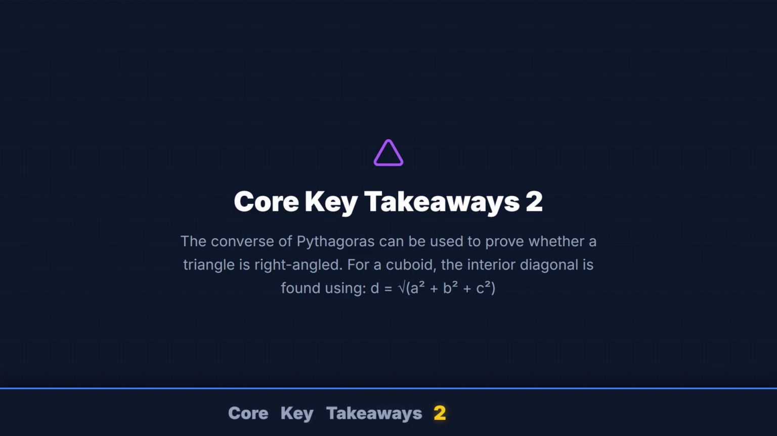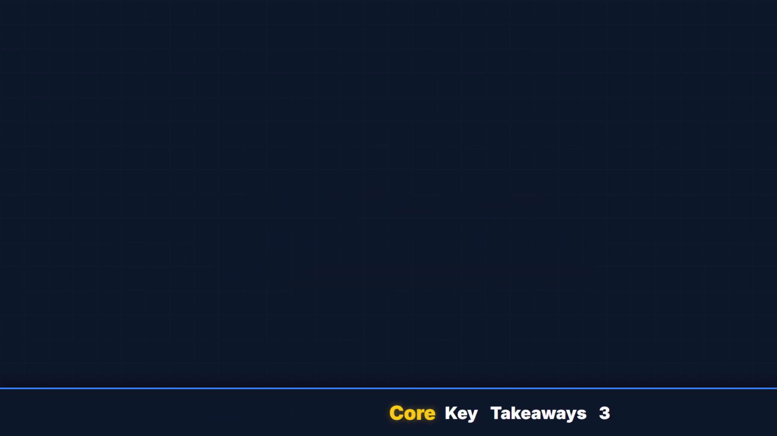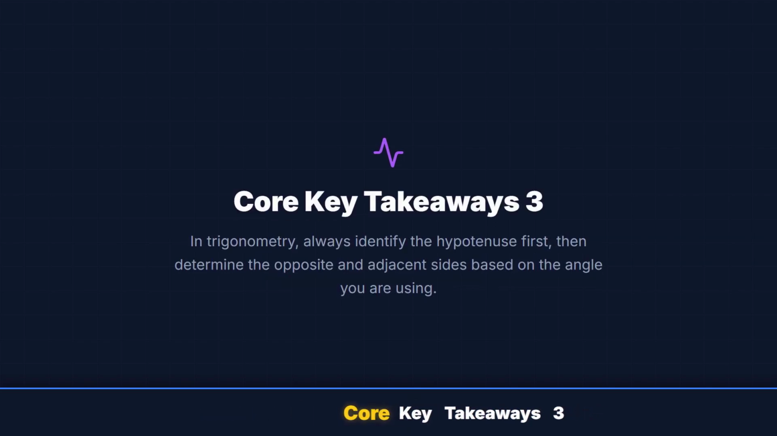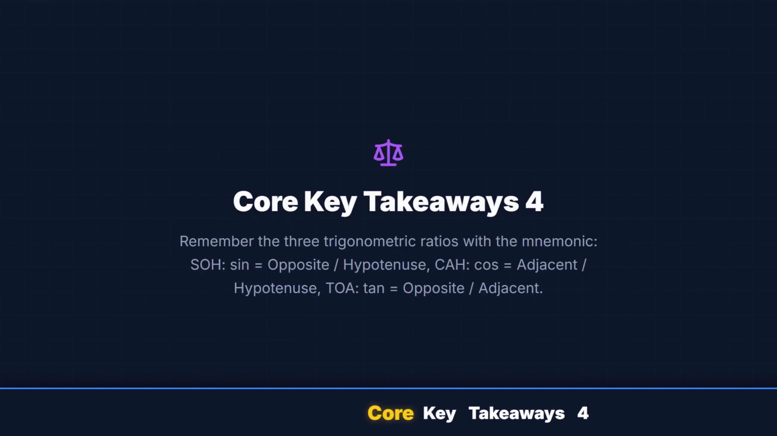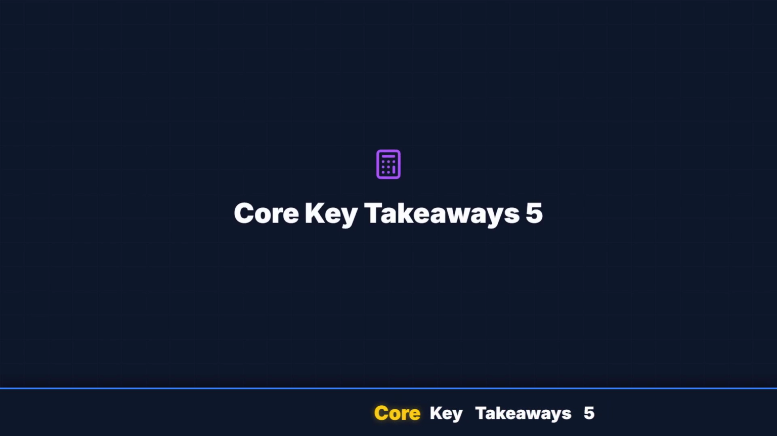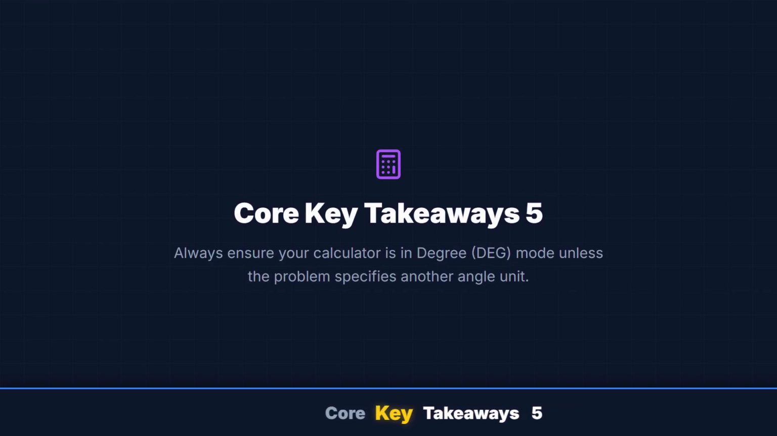plus C squared. In trigonometry, always identify the hypotenuse first, then determine the opposite and adjacent sides based on the angle you are using. Remember the three trigonometric ratios with the mnemonic: SOH, sine equals opposite over hypotenuse, CAH, cosine equals adjacent over hypotenuse, TOA, tan equals opposite over adjacent. Always ensure your calculator is in degree, DEG, mode unless the problem specifies another angle unit.